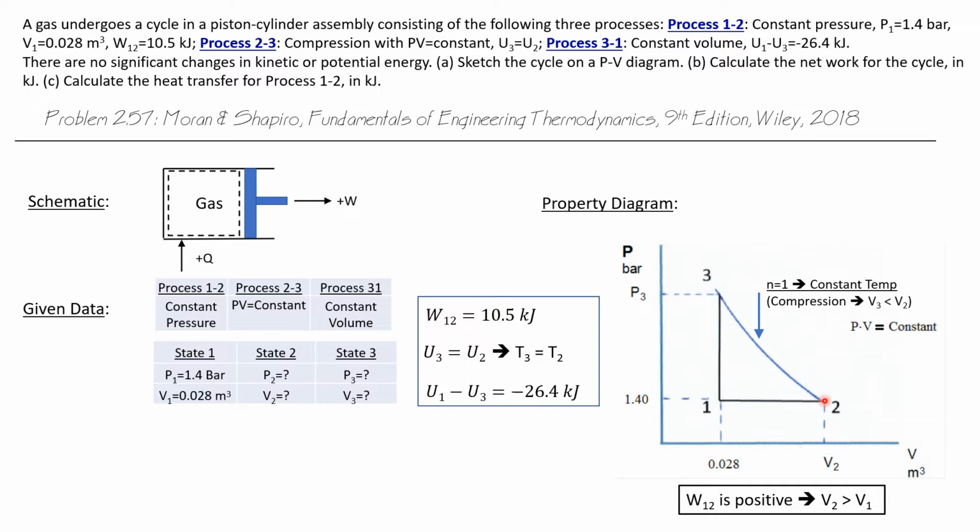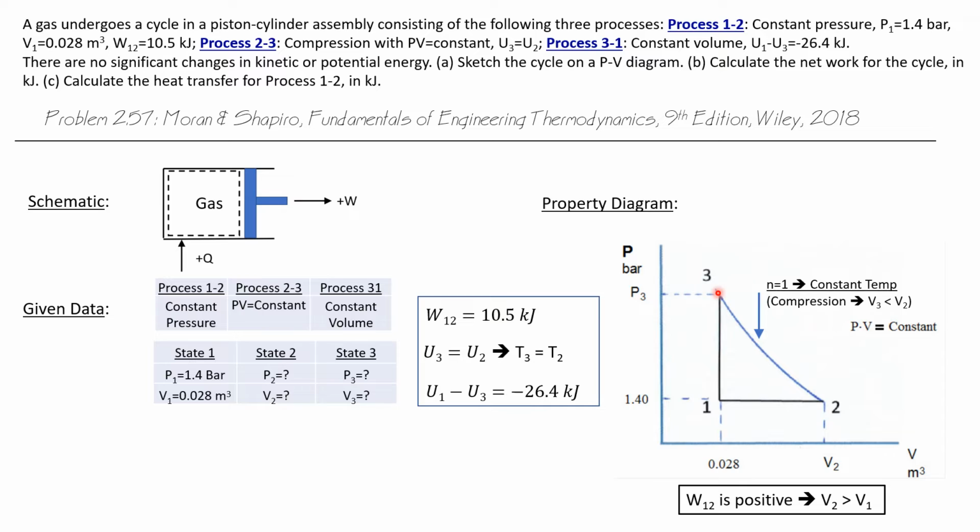Now, the second process is a polytropic process with n equals 1. That's going to show as a concave line going upward from state 2 to state 3. And it will go up to some unknown pressure, P3. But because it's a cycle, and because the third process is constant volume, that must take us back to state 1. So we know that state 3 must have a volume of 0.028 cubic meters.